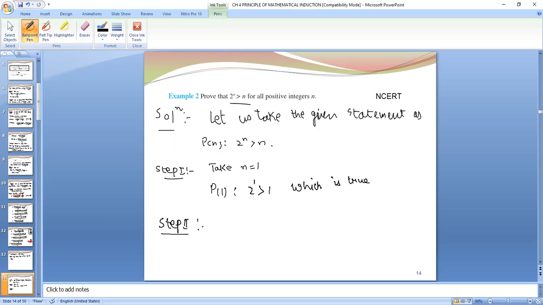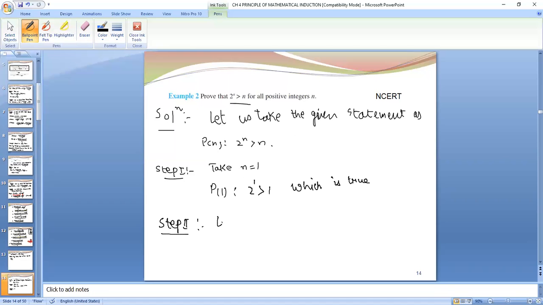Then step 2. If, Sagar, in the first step the statement is not true, then you need not prove step 2 and step 3. You will only prove that we can see that the statement is not true. Okay. Yes, ma'am.